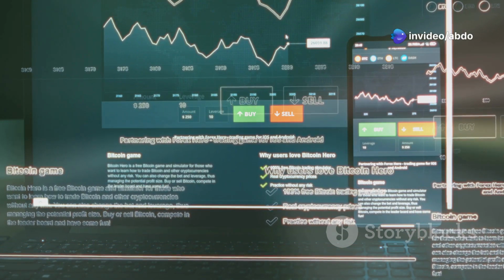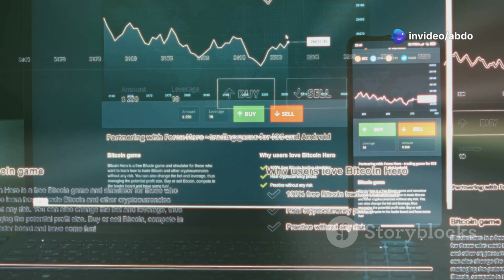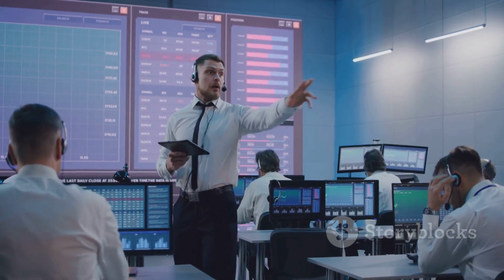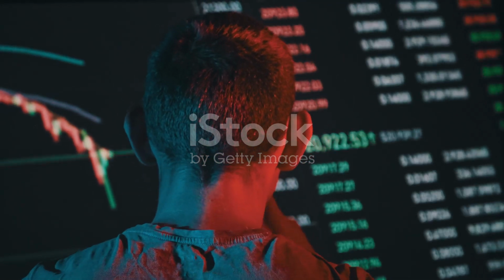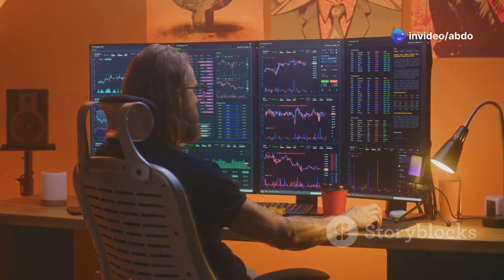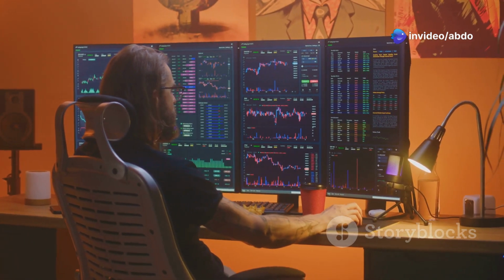Entering the crypto arena: spot versus futures. The world of cryptocurrency trading can feel like a vast and complex landscape. It's important to understand the terrain before you begin your journey. Two fundamental approaches to trading cryptocurrencies are spot trading and futures trading.